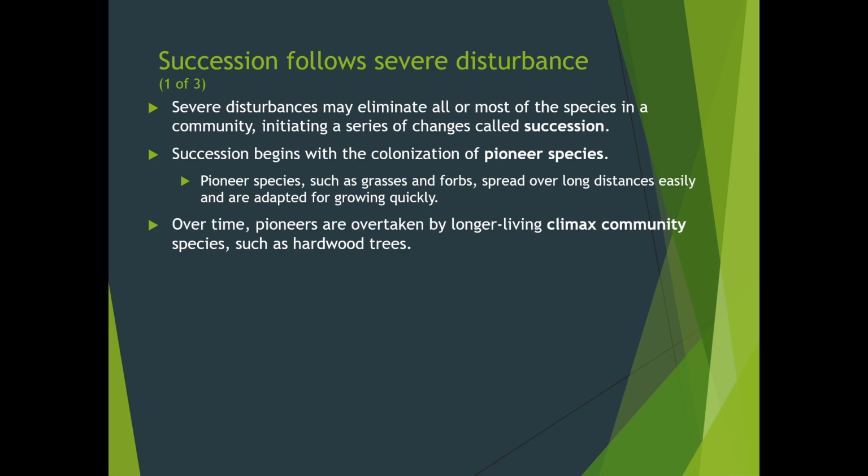Severe disturbances may eliminate all or most of the species in the community, initiating a series of changes called succession. So succession brings with it the colonization of what's called the pioneer species. Just think way back when, the pioneer species, we finally had that algae in the oceans, and that gave life to everything else. That was like the pioneer species. And then we had the mudskippers skip up onto land and start doing the land stuff. That was a pioneer species.